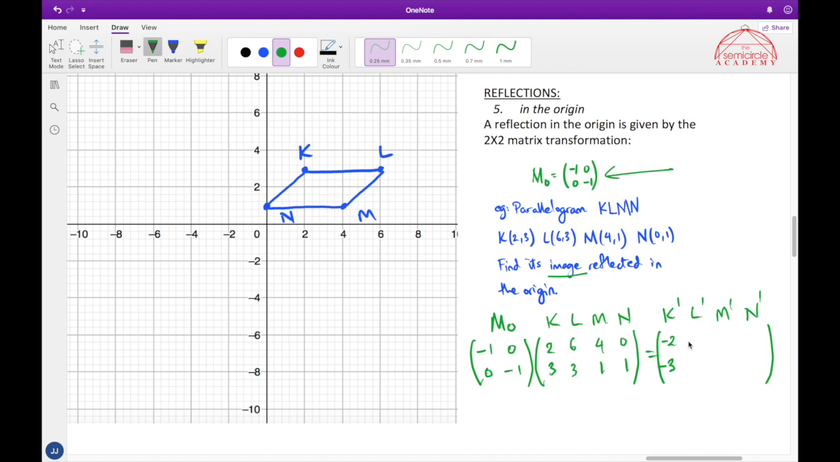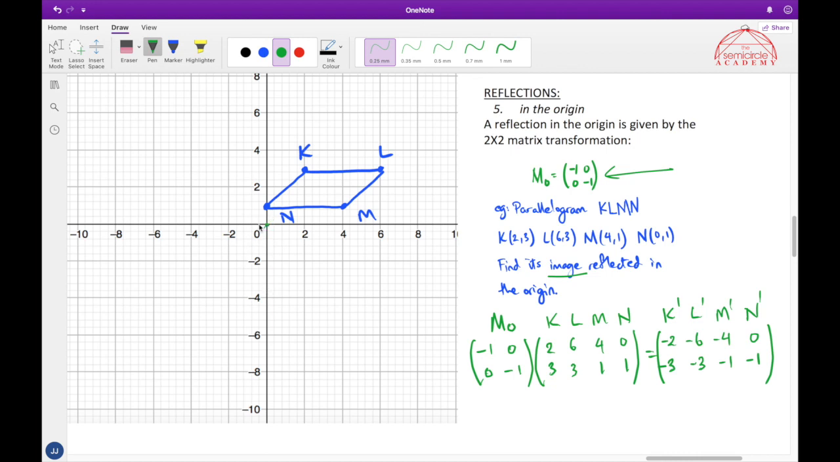For L prime, we get negative 6, negative 3. For M prime, we get negative 4, negative 1. And for N prime, we get 0, negative 1. So let's plot this and see what it looks like here. A reflection in the origin. So this is the origin here.